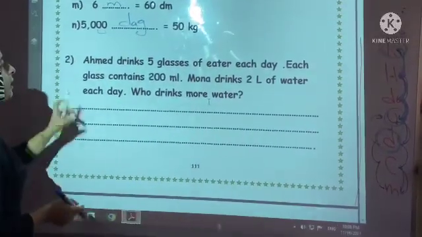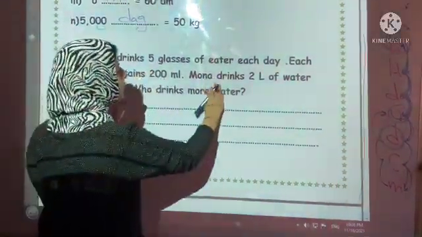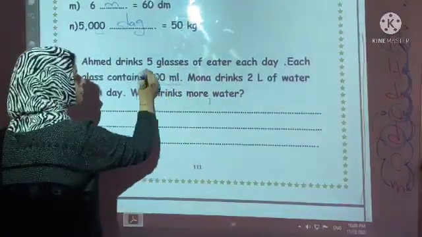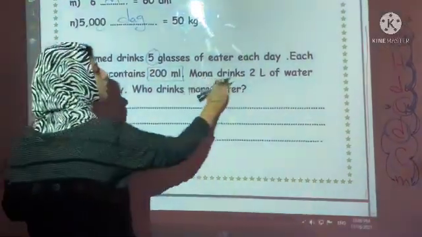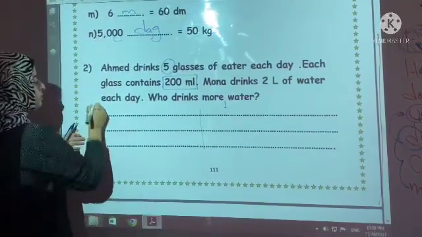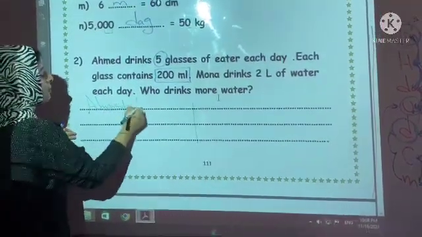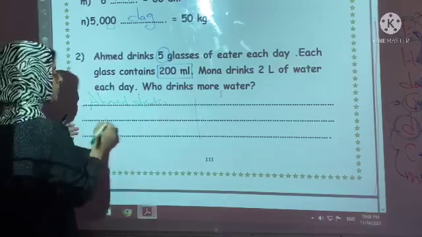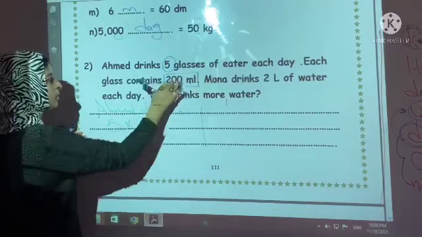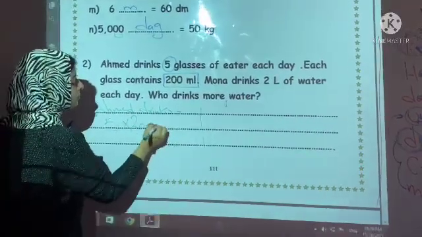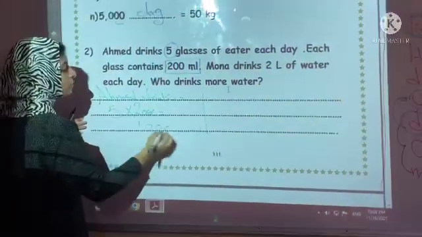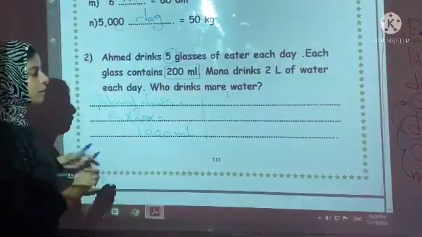Here Ahmed drinks 5 glasses of water each day. Each glass contains 200 milliliters. And Mona drinks 2 liters of water each day. So here I have Ahmed. So Ahmed drinks each day how many? I'm gonna make this 5 glasses each day, and each glass equal 200 milliliters. That means 2 times 5 it will be 10. That means 1,000 milliliters he drinks each day.